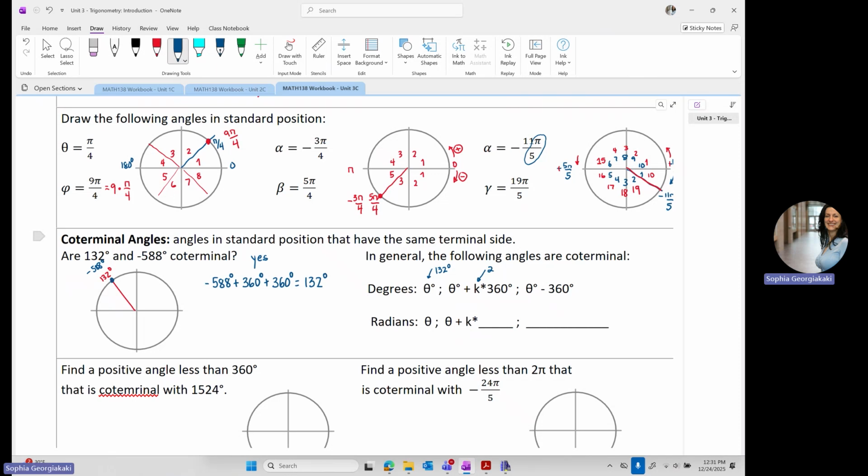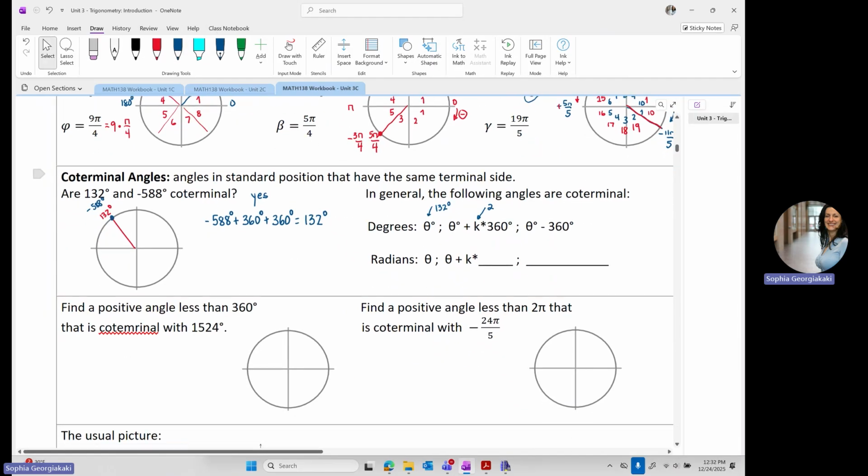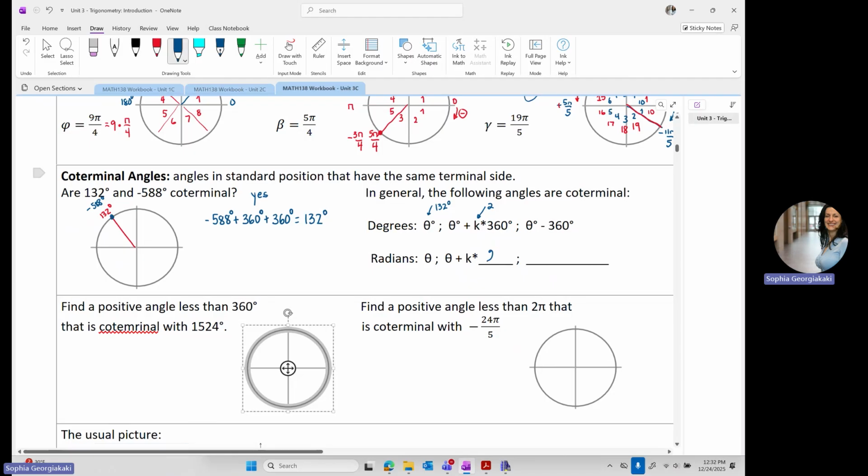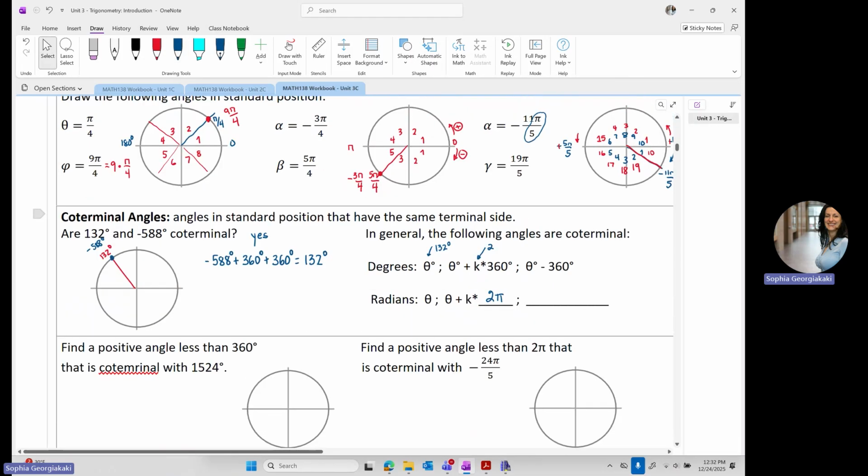So in degrees, theta plus K times 360 will land me in the same location. In radians, I will do K times 2 pi, and that will give me the coterminal angle. If I land in the same spot, then they will be coterminal, and that will be the equivalent, and that's how I will know.